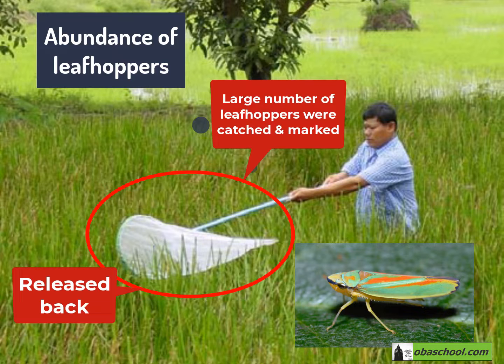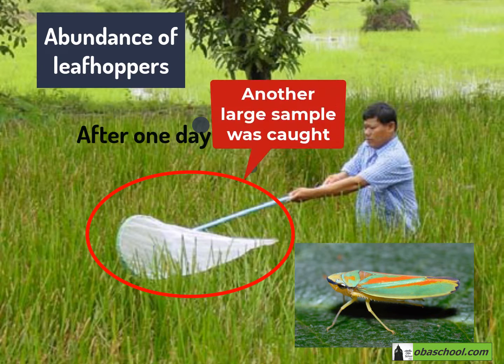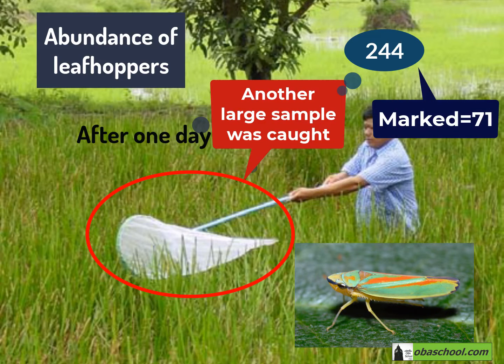The number of caught and marked leafhoppers in the first sample was 236. The following day, another large sample was caught using sweep nets. Now, the number of caught leafhoppers in the second sample was 244, out of which 71 marked individuals were collected.